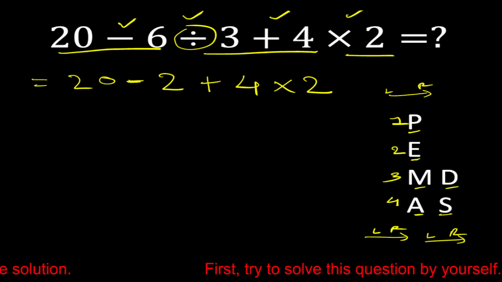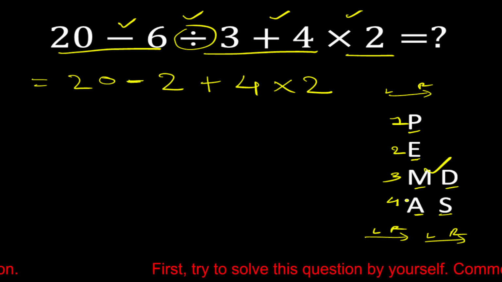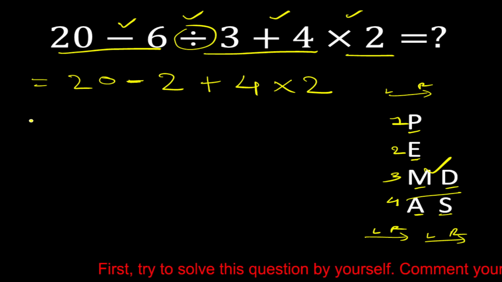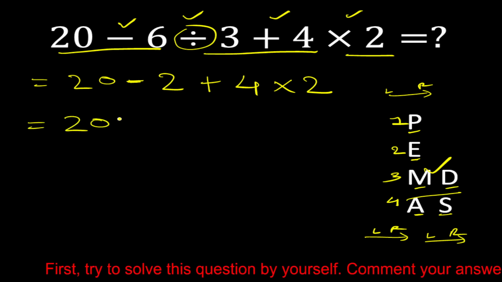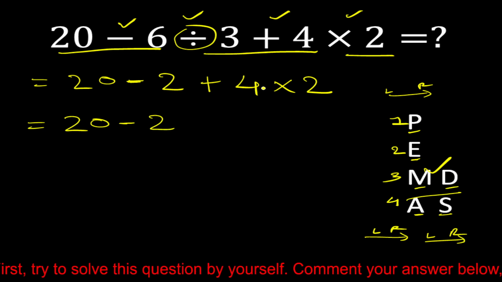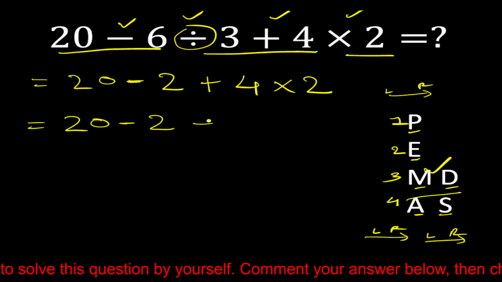Now according to PEMDAS rule, first we have to solve multiplication, then we have to solve addition and subtraction. Okay. So is equal to 20 minus 2. Now 4 multiplied 2 is equal to 8, so plus 8.